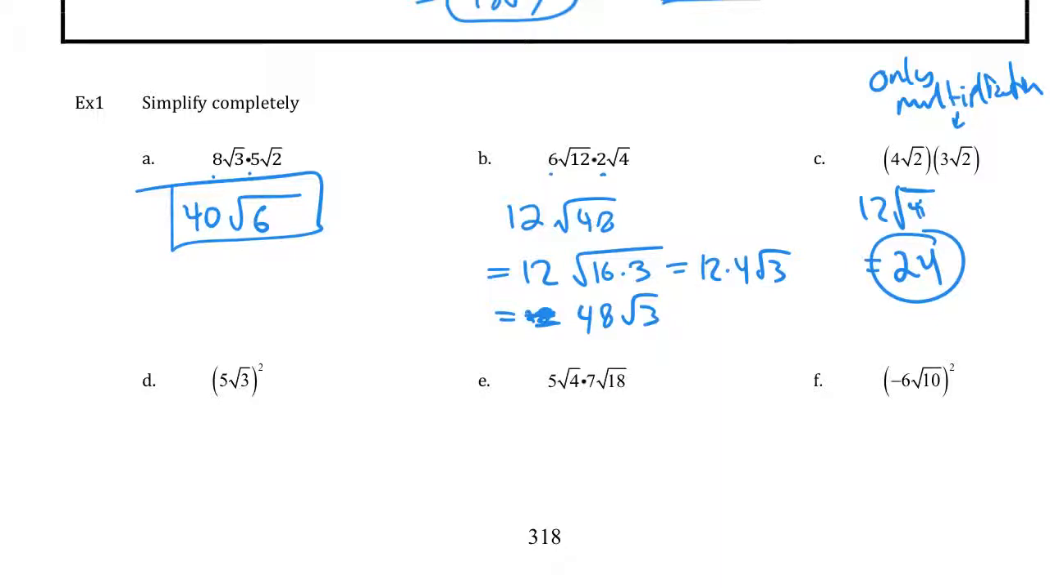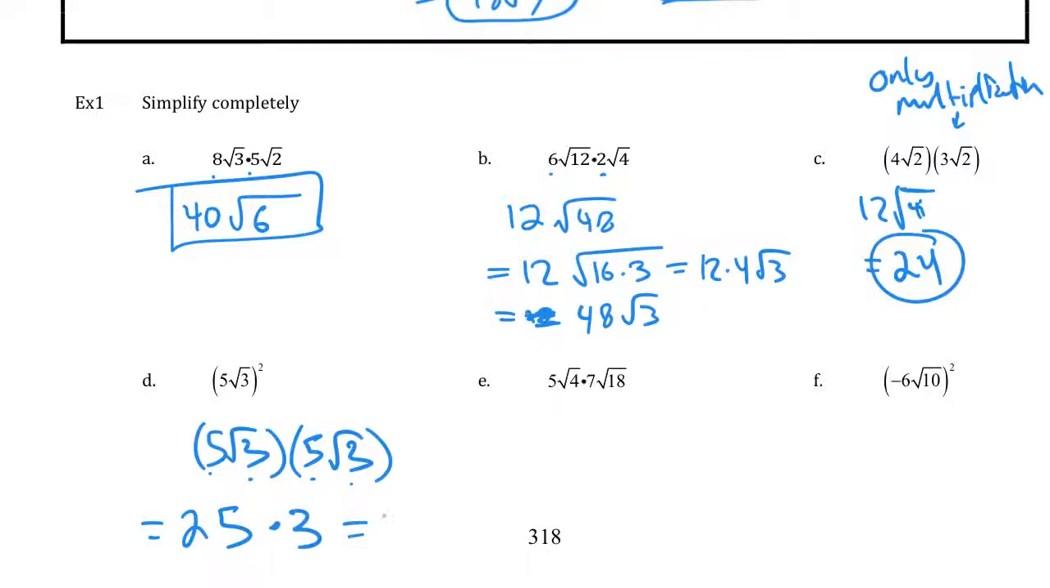Problem D, I can write this as parenthesis times itself. 5 root 3 squared means 5 root 3 times 5 root 3. Now, another way to think of this, outside outside gives me 25. Inside inside, we've done this before. A root 3 times a root 3. Any radical times itself is just the number inside. So this is really just root 3 times root 3 is 3. 25 times 3 is 75.